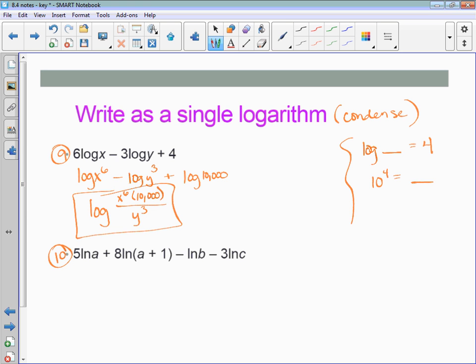If you're confused by that, think about if I had rewritten it. What if it had said 6 log of x plus 4 minus 3 log of y? Would you have doubted at all then that the 10,000 should have been in the numerator? No. Okay, so it's the same thing. All right, you guys try 10.